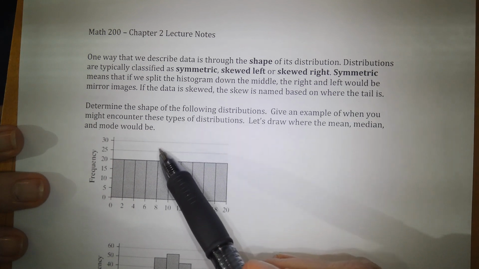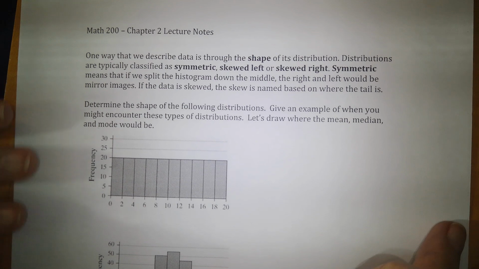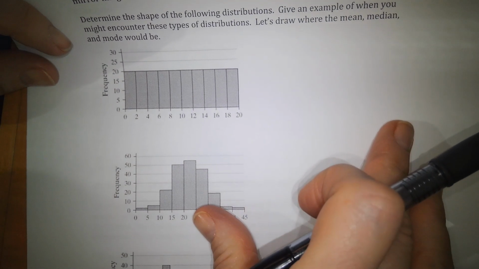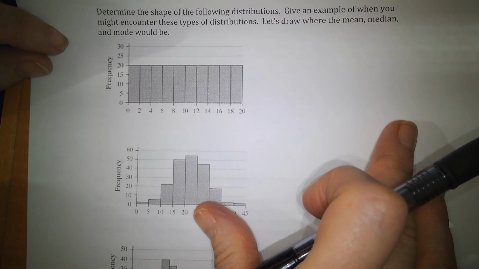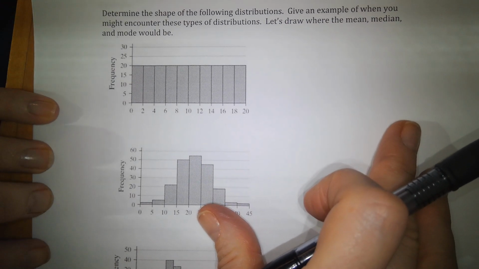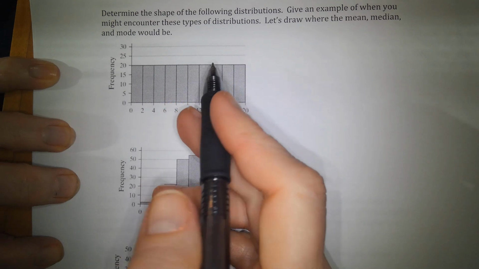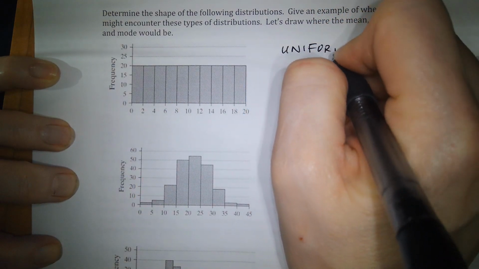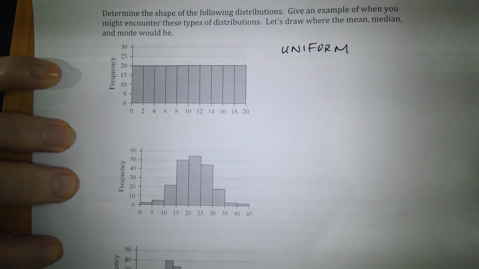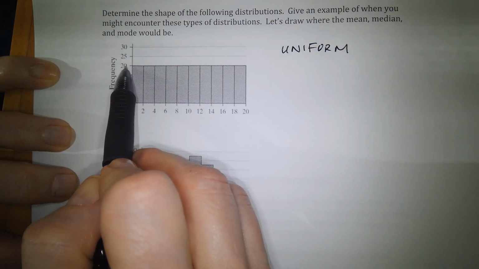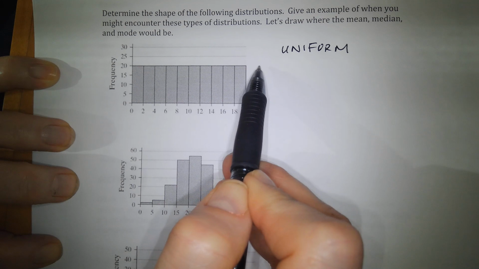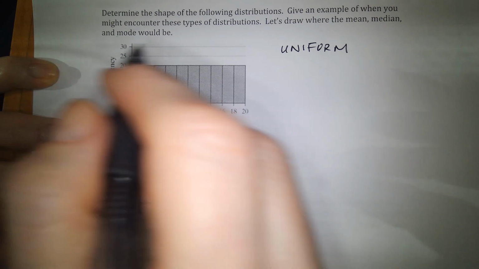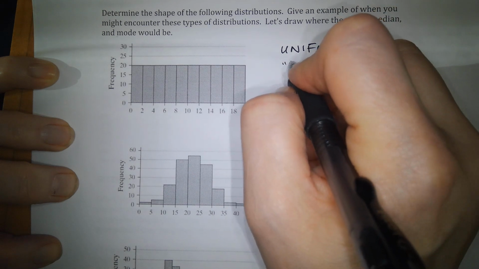So let's look at determining the shape of the following distributions, and let's also give an example of when we might encounter each of these. Then let's draw where the mean, median, and the mode will end up being. So this is what we're going to call uniform. This is a uniform type of data because you can see that the frequency is the same for all possibilities. An example of this would be rolling a die.